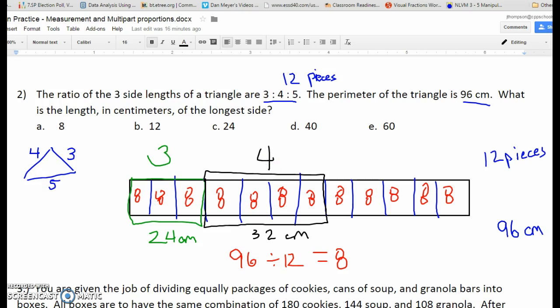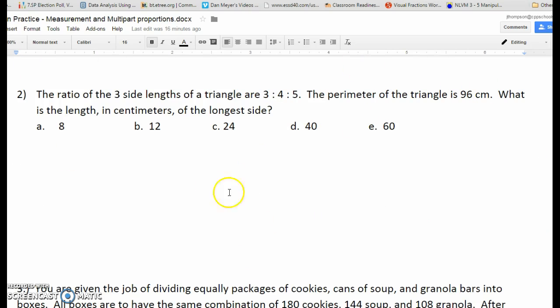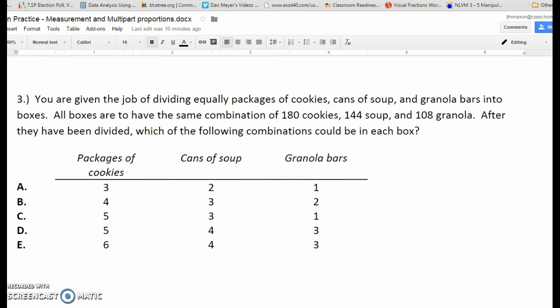And then in my ratio, my 5 side, that's 5 of these pieces. So 5 times 8, that's 40 centimeters. So the correct answer here would be D. The key here was finding the number of pieces and dividing my total value of the triangle sides into those 12 pieces, and then using the 3 to 4 to 5 ratio. So this whole tape diagram will help you solve 5 and 6.